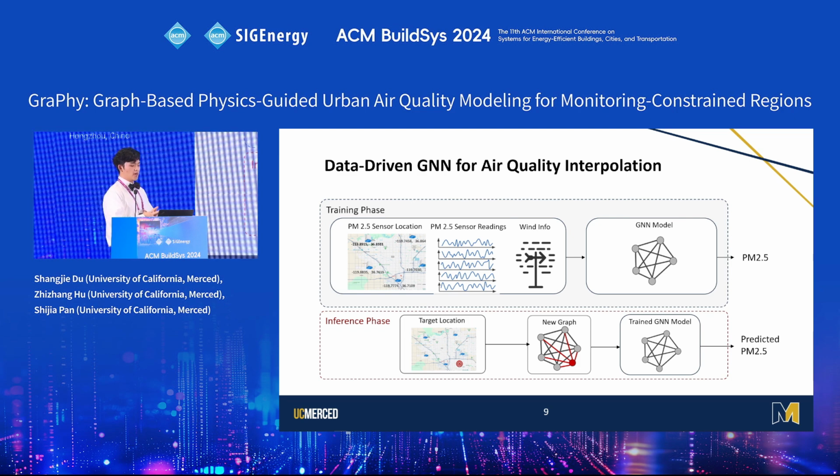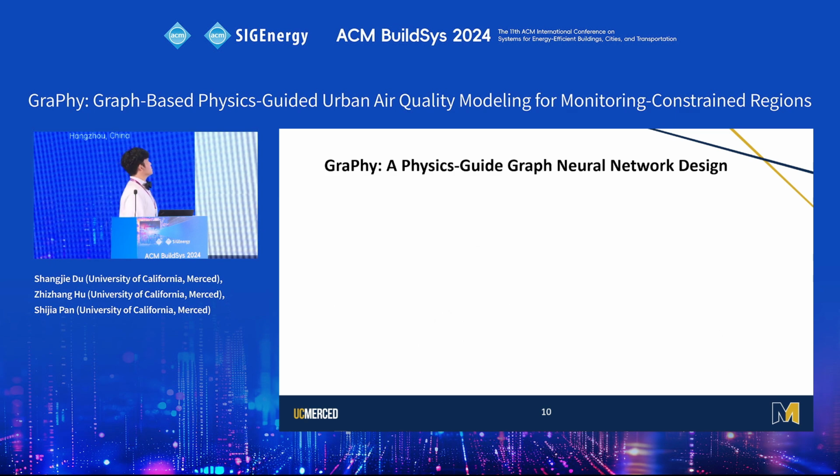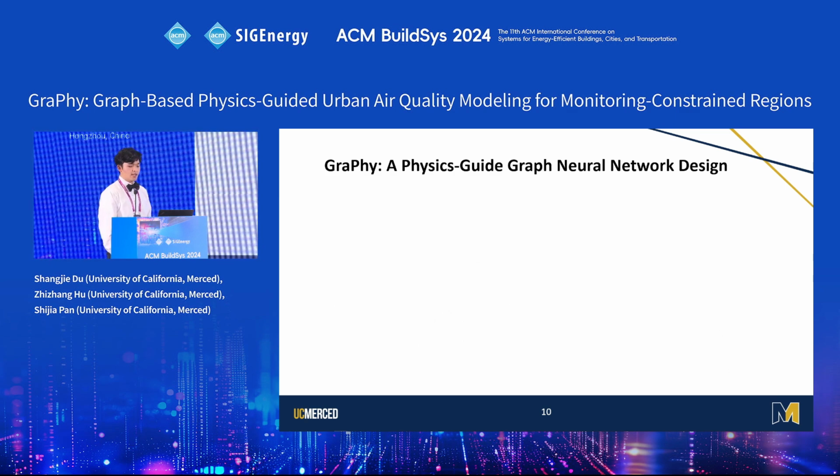This data-driven process enables end-to-end learning, but is less accurate for sparsely deployed locations because of the low data availability. So we modified this architecture to include a physics-informed module that allows the model to more efficiently learn the graph relationships. So we introduced GraPhy, a physics-guided graph neural network design.